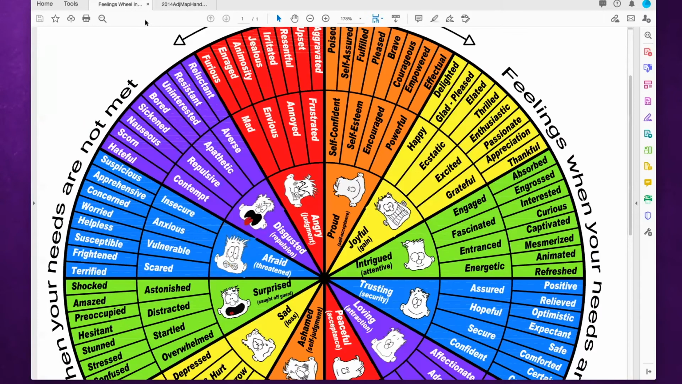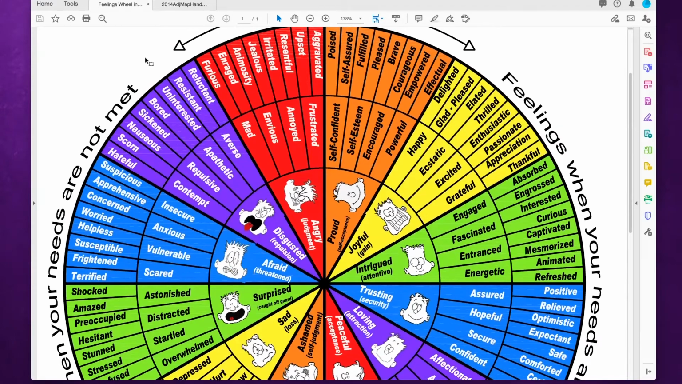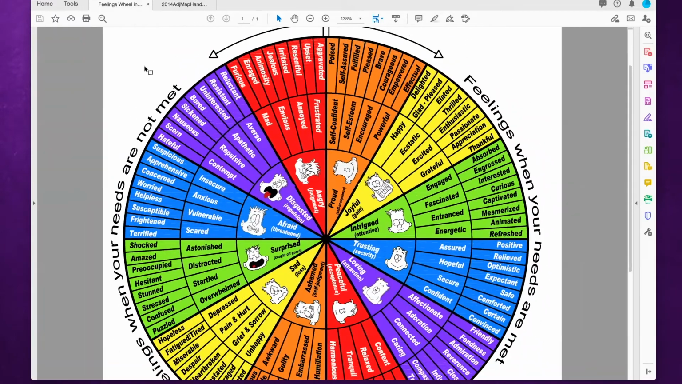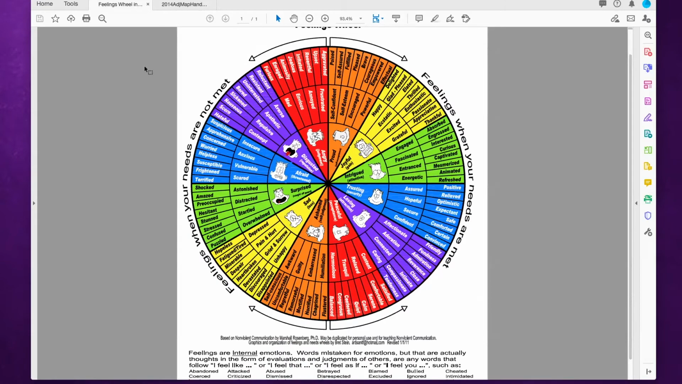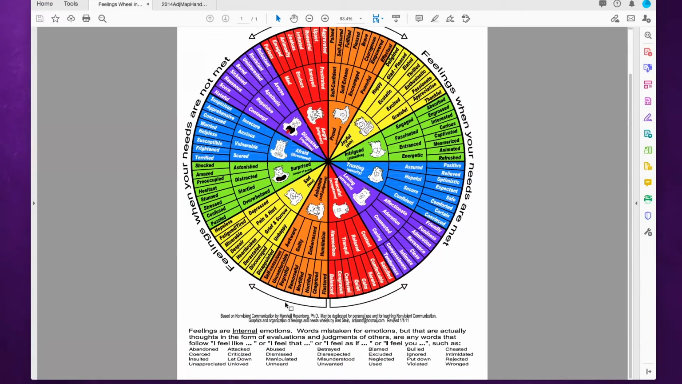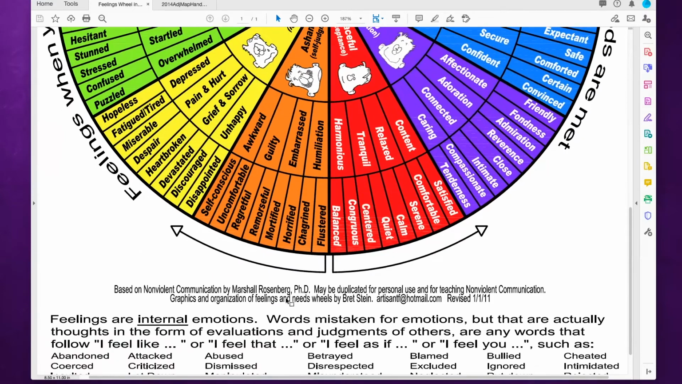Okay. So with that, it was one of the different feelings wheels we found. This particular one came from Nonviolent Communication by Marshall Rosenberg. He has graciously said we can duplicate it for personal use and for teaching nonviolent communication. So y'all should be able to communicate nonviolently. So we've just made that appropriate there. Graphics and Organization of Feelings and Needs Wheels by Brett Stein. So there you go. It hasn't been revised since 2011.